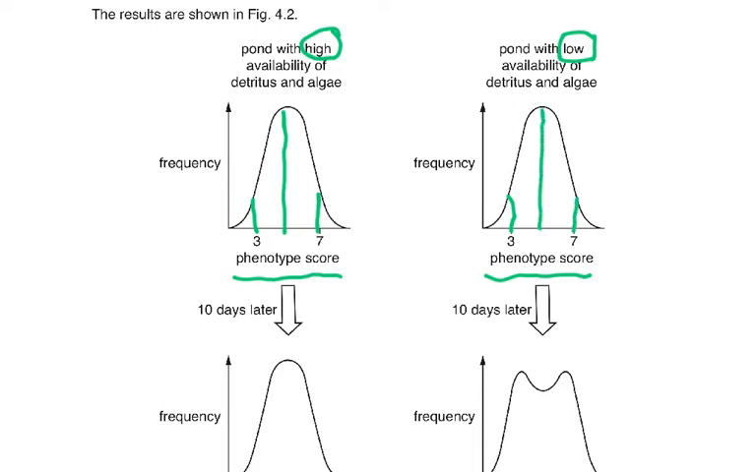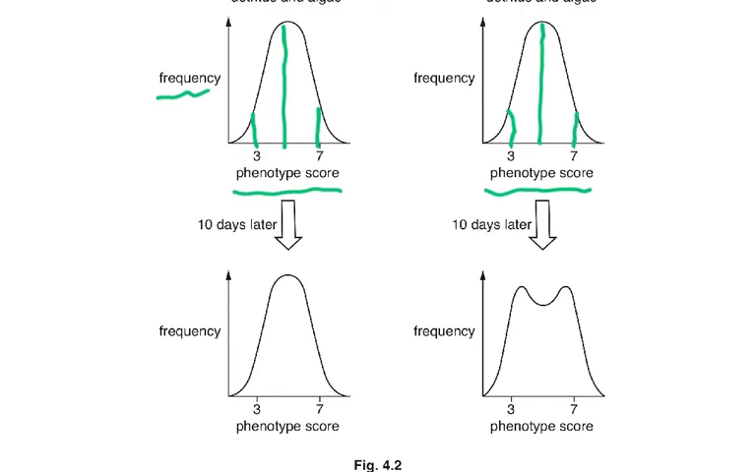So look at the graph, see what the phenotype scores 3 and 7 are. 3s are less in number, 7s too, but the middle ones, maybe 5, are more in number, in frequency. And then, of course, 10 days later, what do we see? Now, 10 days later, the graph seems to change a bit.